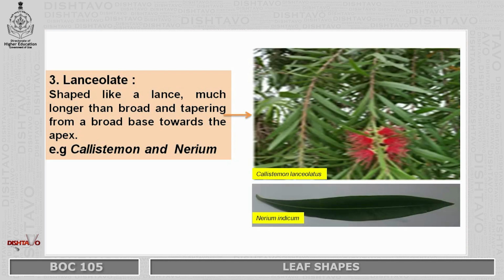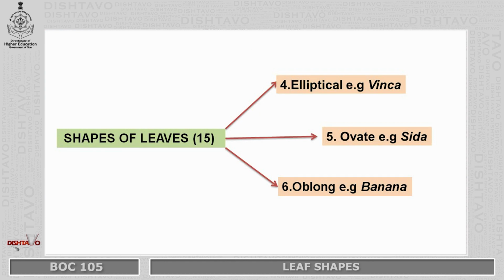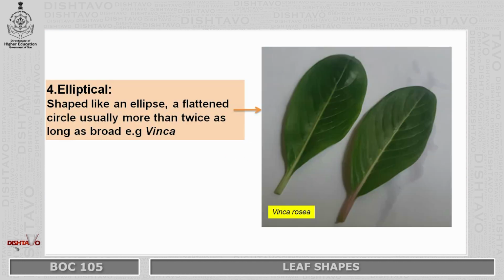The third type is lanceolate leaves. They are lance shaped. They are longer than broad and tapering from broad base towards the apex. This shape is seen in Callistemon lanceolatus and also in Nerium indicum. Now we go to the next three types: elliptical, ovate and oblong. Elliptical as seen in Vinca rosea, ovate as seen in Sida ovata, oblong as seen in banana or Musa paradisiaca.